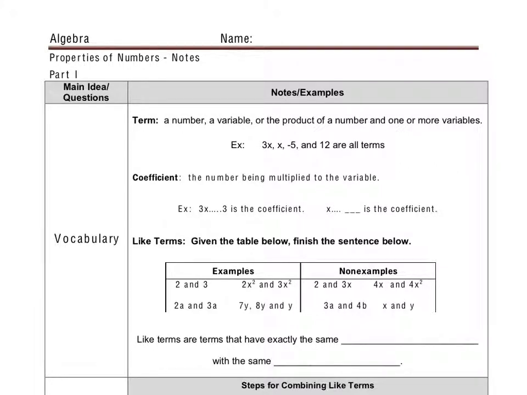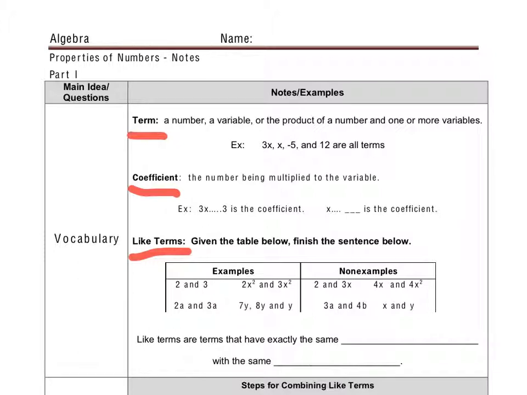Today we're going to be reviewing the distributive property and combining like terms. So if you look at your notes page, the very first section is going to go over some vocabulary. I want you to go ahead and make a note or highlight or do something under the vocabulary term, the vocabulary coefficient, and the vocabulary like terms. Those are our three big review words for today's lesson.